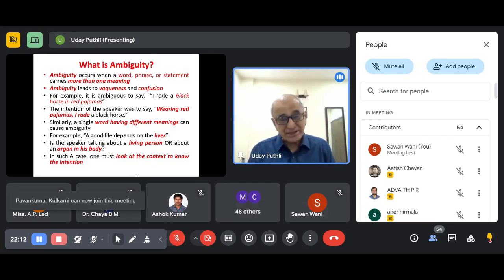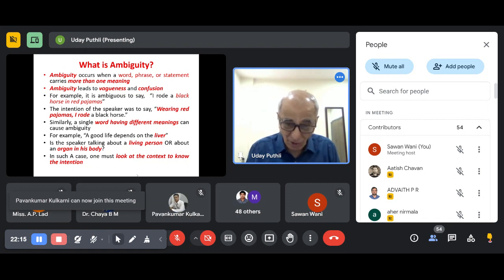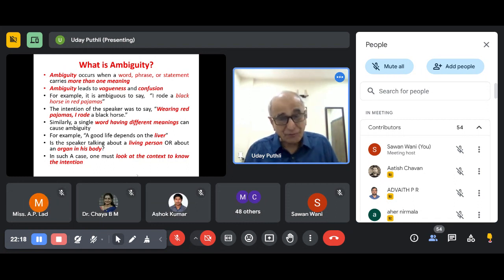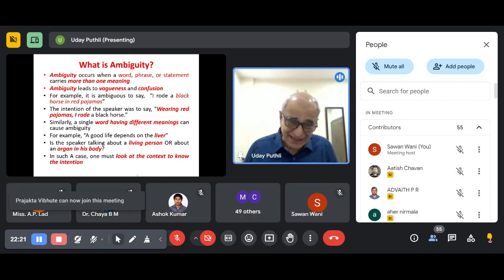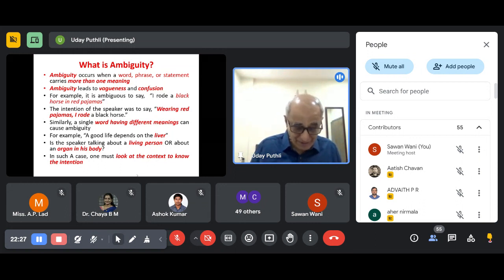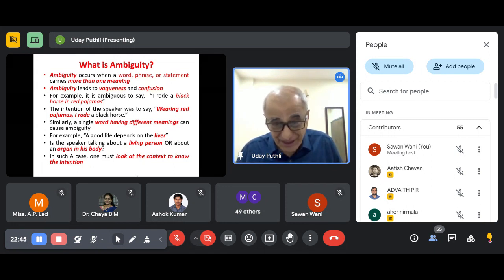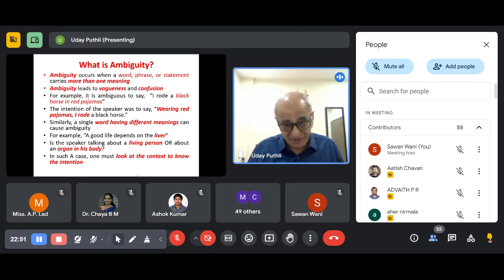You see, suppose the author is a doctor and he's writing a book on his discipline for his medical students, and if he says a good life depends on the liver, he can mean both things, because he may be talking about how a patient should be disciplined. So he's talking about the person. But if you look, the chapter is about the digestive system in the body. So when you're talking about a digestive system, the person concerned is not part of the digestive system. So you have to make sense in that fashion.